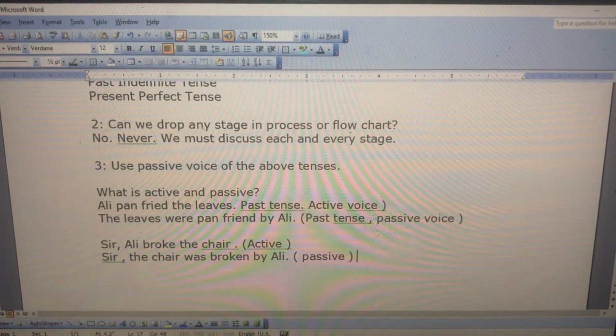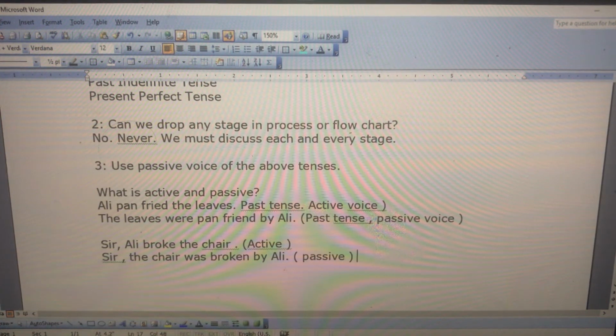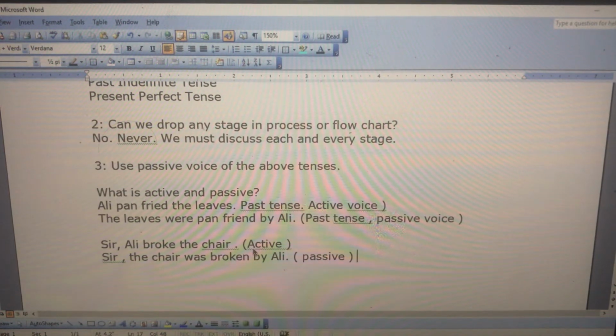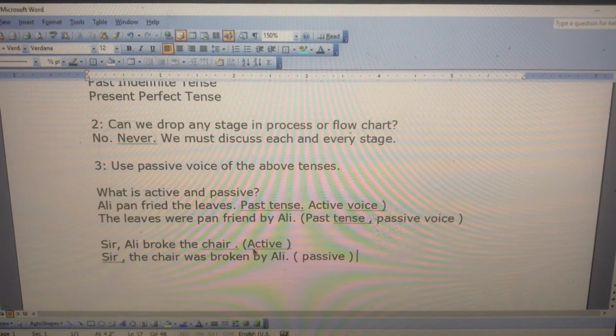Sir, it is present and active voice. Present perfect tense, I think. No, "Ali broke the chair" is active past tense, past indefinite active voice. And "the chair was broken by Ali" is past tense passive voice. Tense is the same. Past tense. But the first answer is in active, the second answer is in passive. What is the difference? Why did he take help of active?